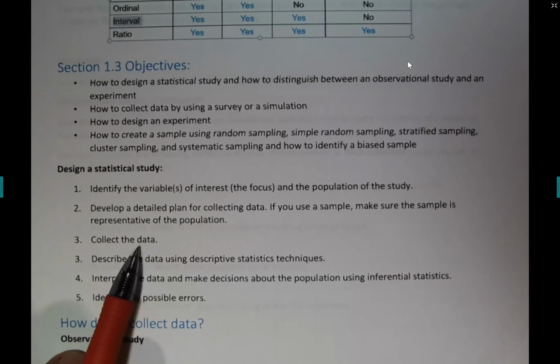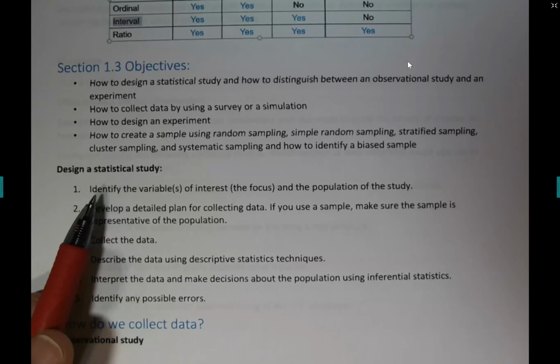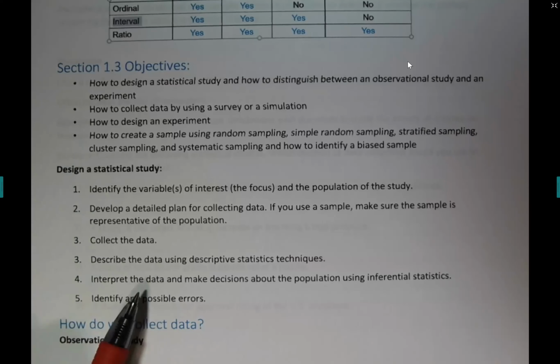Collect the data, describe the data, display the data in a graph, bar graph, pie chart, etc., and then make decisions about the data using inferential statistics. What's going to happen in this class, guys? We're going to skip steps 1, 2, 3, 4, and 5, and we're going to give you just the data set and then ask you to interpret the data and make decisions about the population. So the data will come to you. You don't have to go and collect it, especially during COVID-19.